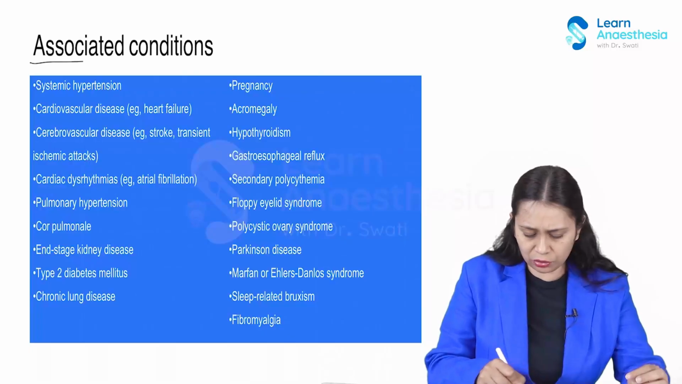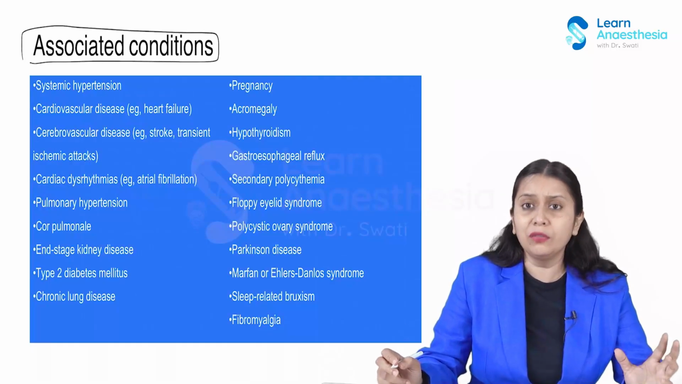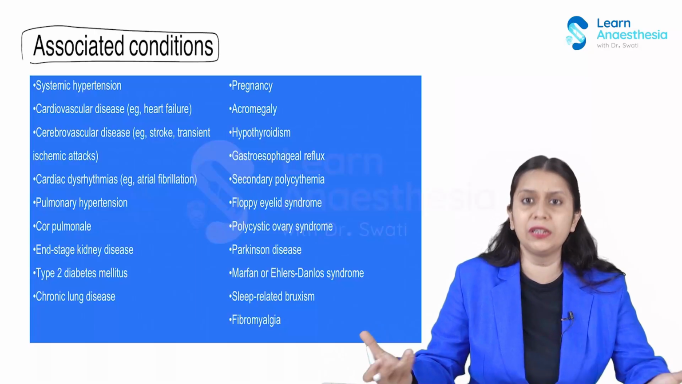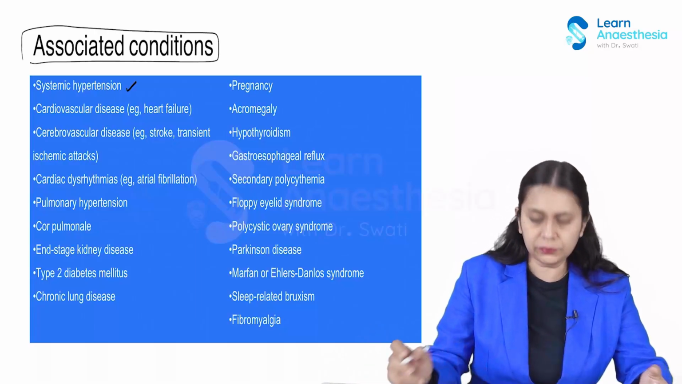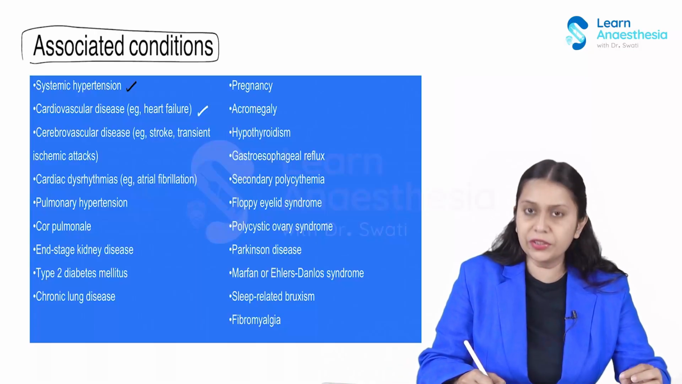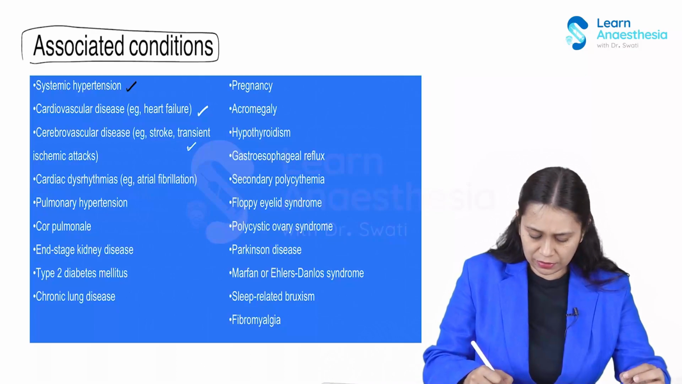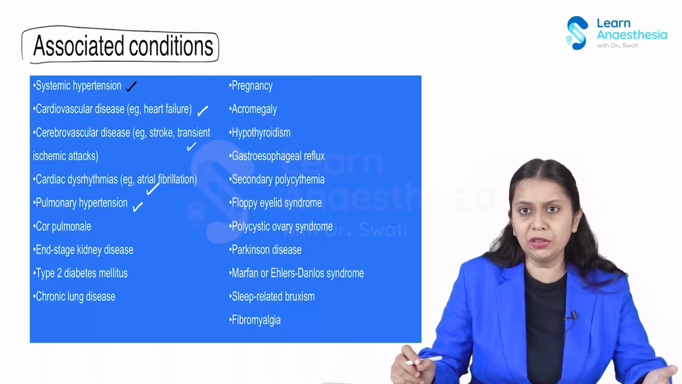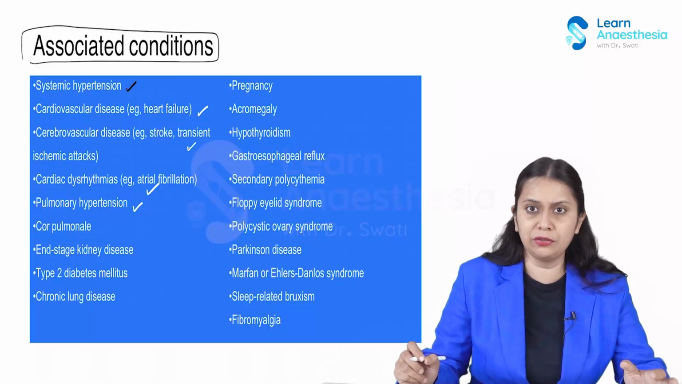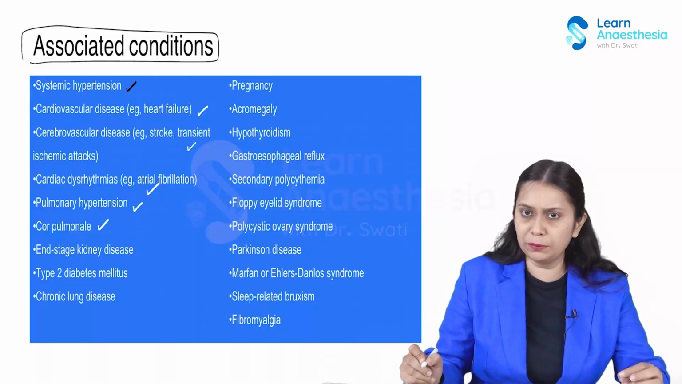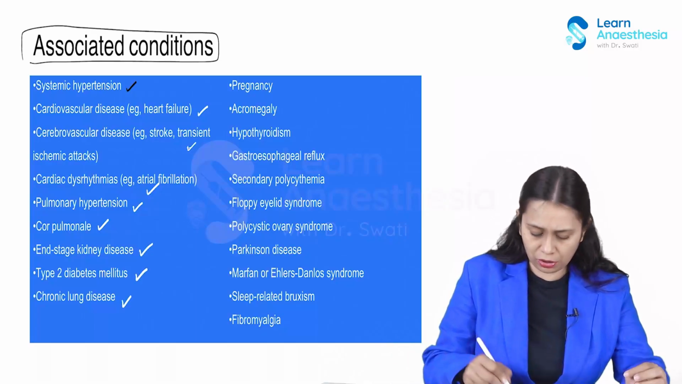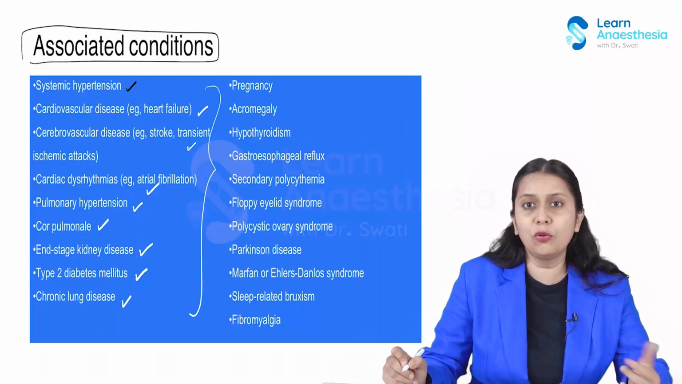Okay. Then what are the associated comorbidities with OSA that we need to look for particularly in a patient with a known case of OSA, or in a patient with newly diagnosed OSA? Systemic hypertension, cardiovascular disease like heart failure, cerebrovascular disease like stroke and TIA, dysrhythmias, especially atrial fibrillation, pulmonary hypertension may be associated, and if the patient has baseline pulmonary hypertension, then definitely we need to modify our strategies during anesthesia. Then cor pulmonale, then end-stage kidney disease, then type 2 diabetes mellitus, chronic lung disease. All these are the conditions associated with OSA.